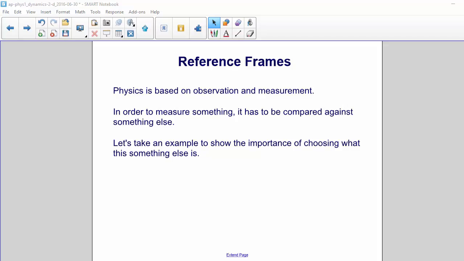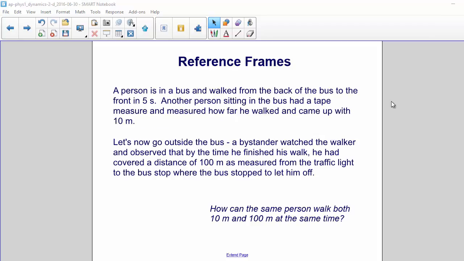The next thing we need to talk about are reference frames. Physics is based on observation and measurement. In order to measure something, it has to be compared against something else. Let's take an example to show the importance of choosing what this something else is.